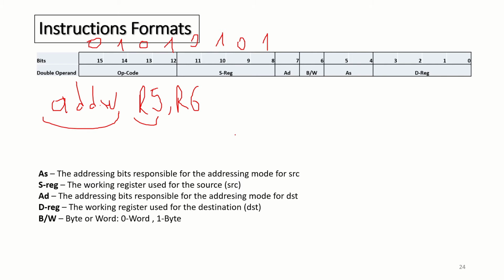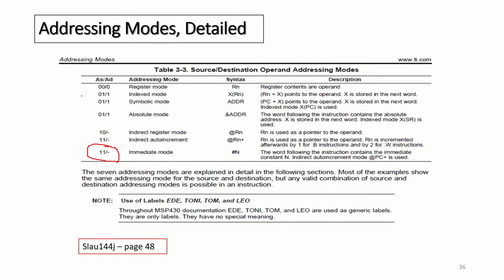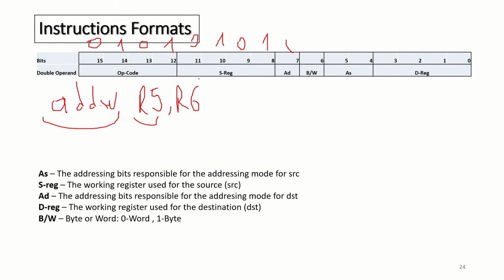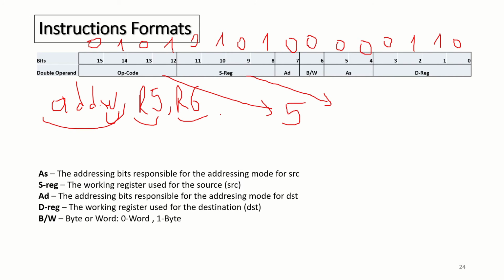Now let's go back to the addressing modes and see what AD and AS will be for the register mode. For the register mode, you can see that both the AS and AD will be 0. So we will have AD as 0 and AS as 0 as well. We are doing the operation on word level, so this bit is going to be 0. And our destination register is R6, so we are going to write 0, 1, 1, 0 for R6. Now let's combine this. We have 5 here. We have another 5 here.